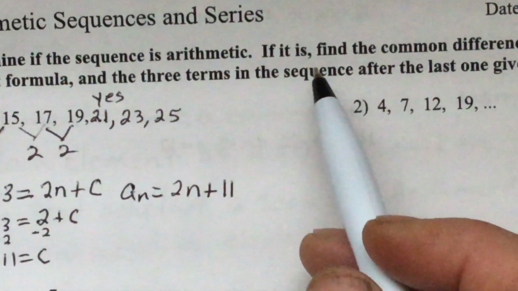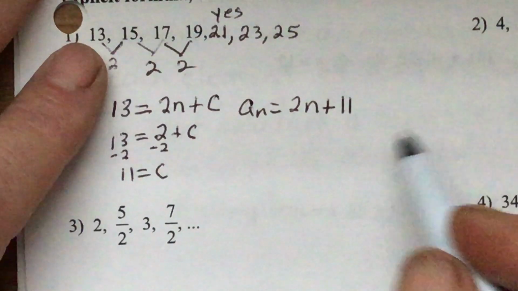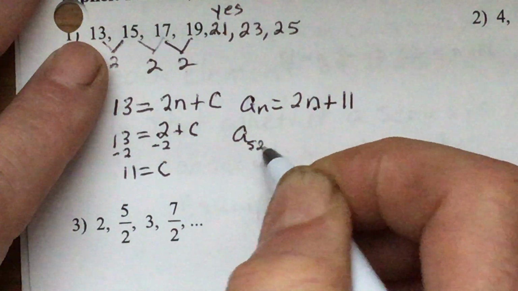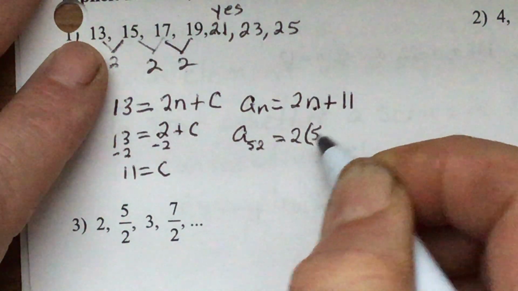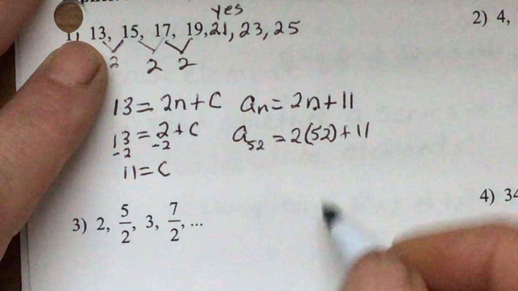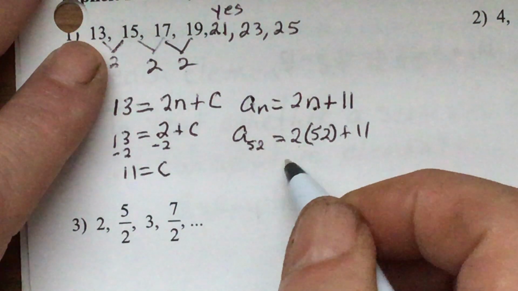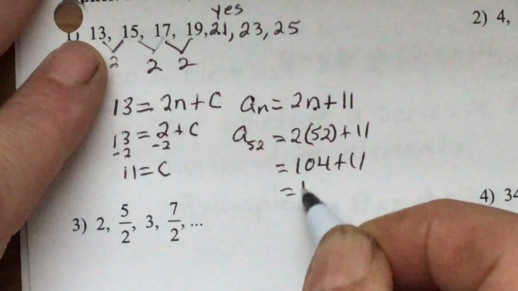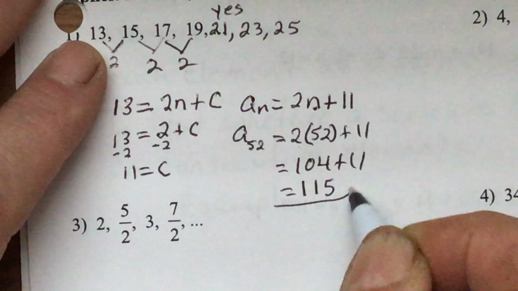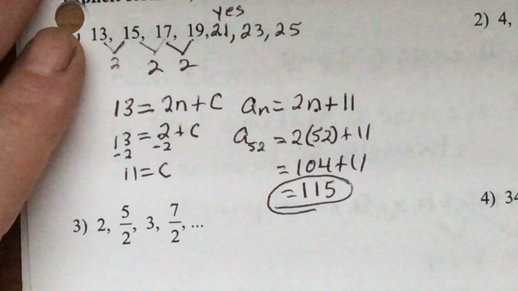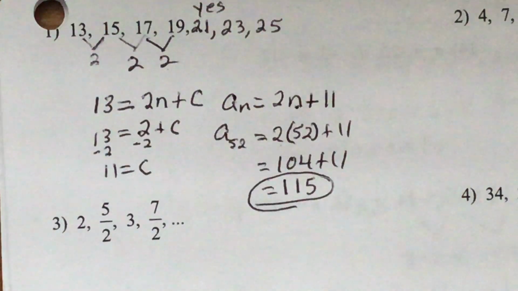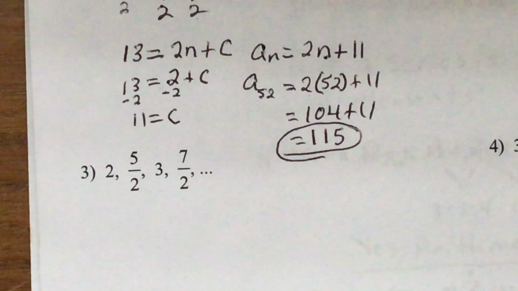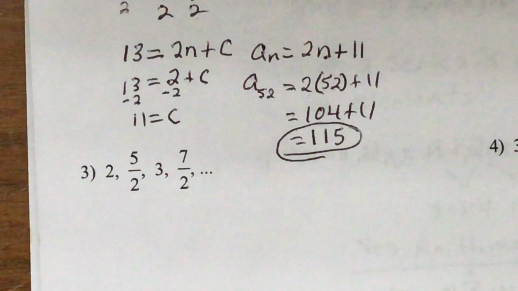I'm looking for the 52nd term. n is 52, so a sub 52 equals 2 times 52 plus 11. 2 times 52 is 104, so this equals 104 plus 11, and that equals 115. I believe that's correct. So that's how you will do numbers 1 through 4. If it's not an arithmetic sequence, then you just write no and you stop.